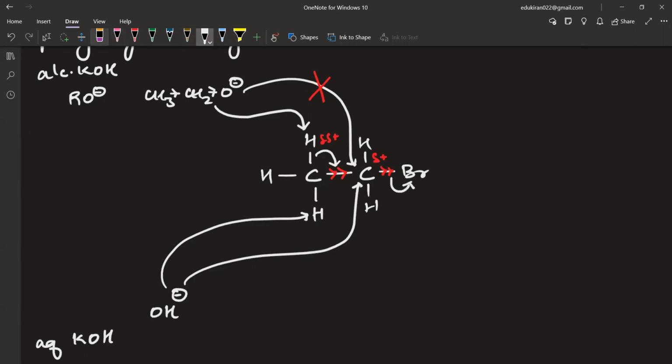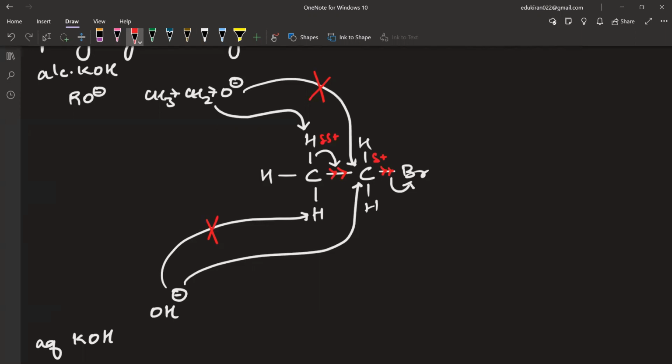But OH negative will not attack on the hydrogen atom because it is small. It can make a way, and it is not getting electrons from somewhere else also. There is no carbon or alkyl groups which are giving more and more electrons toward the OH negative. OH negative is on its own, and it will just attack on this carbon atom.